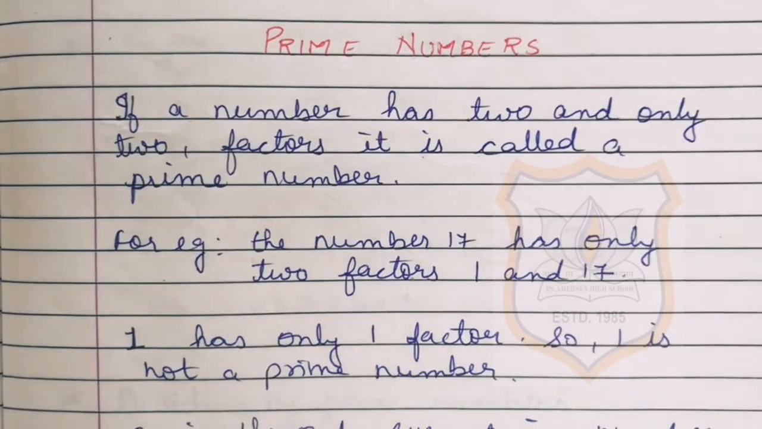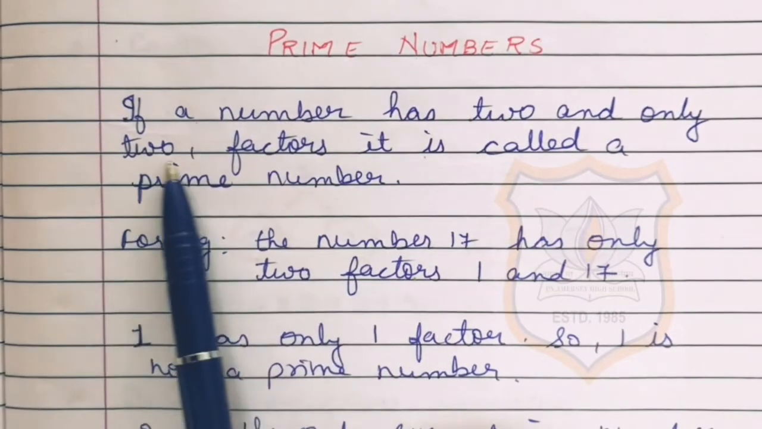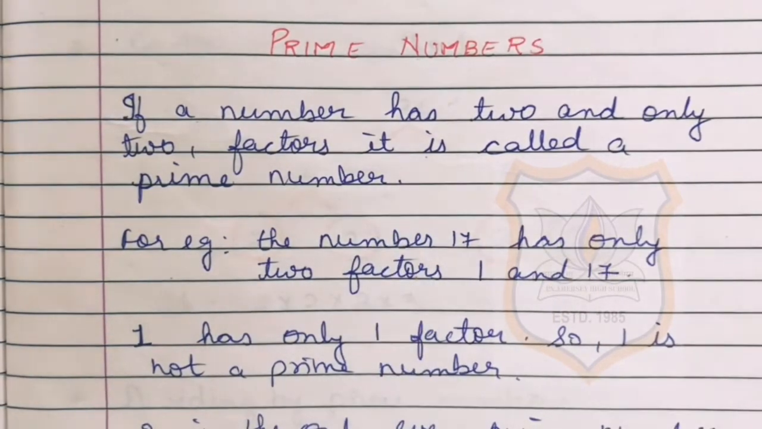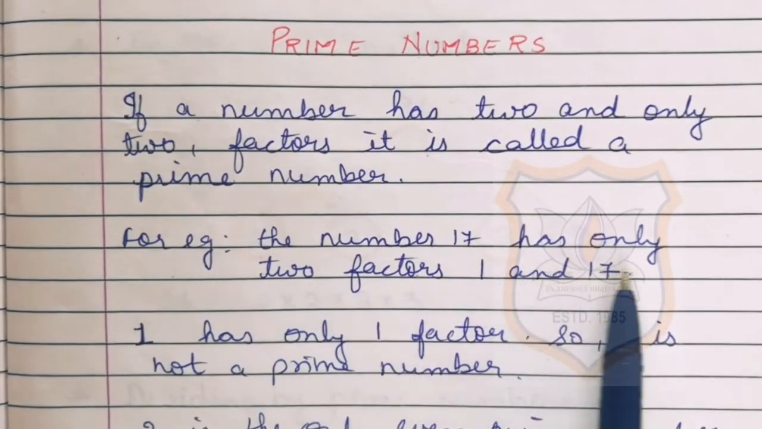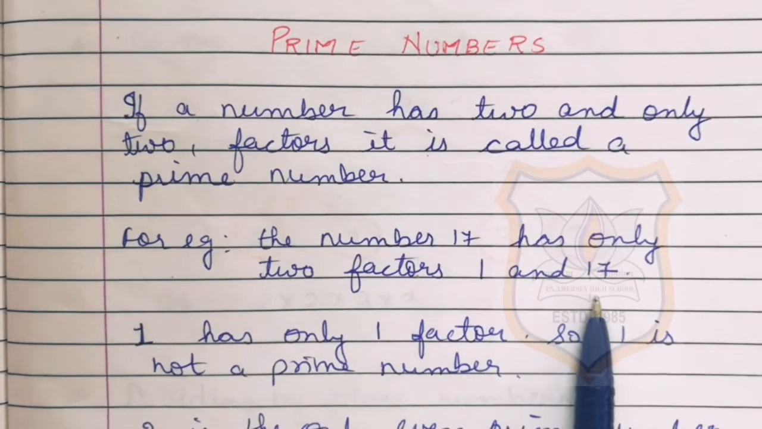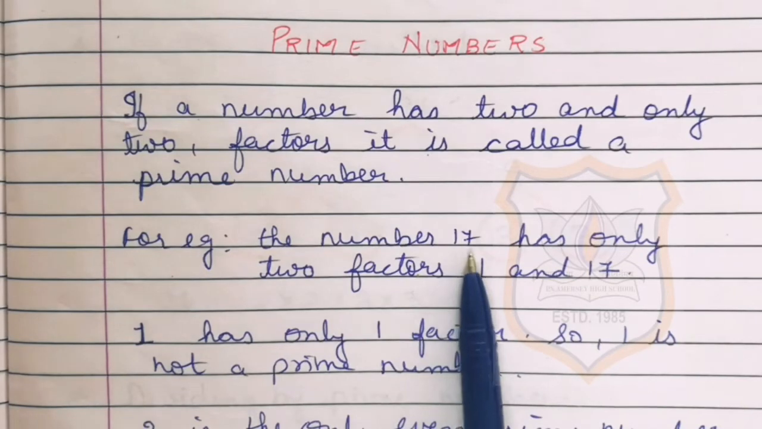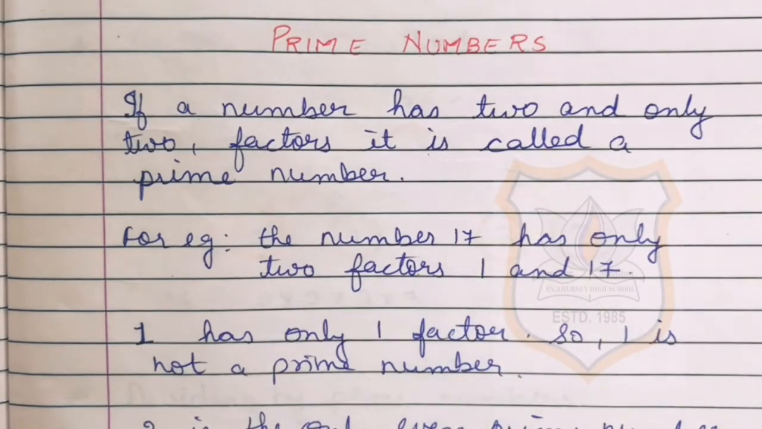Now students, today we will discuss prime numbers. If a number has two and only two factors, it is called a prime number. Students, as I've explained earlier, any number which has two factors, 1 and the number itself, is called a prime number. For example, the number 17 has only two factors, 1 and 17. If we find the factors of 17, we get only two factors, that is 1 and 17. Then the number 17 is called a prime number.